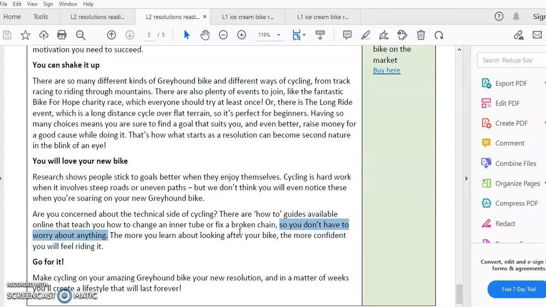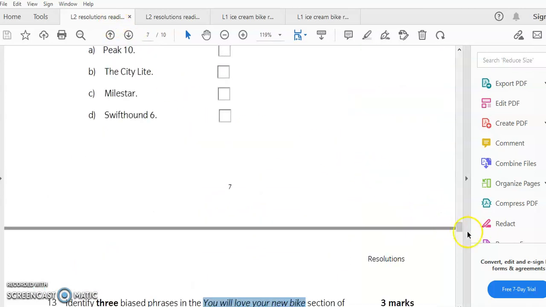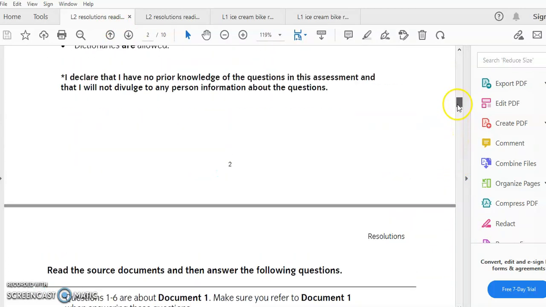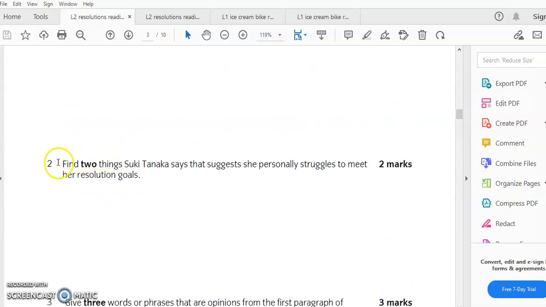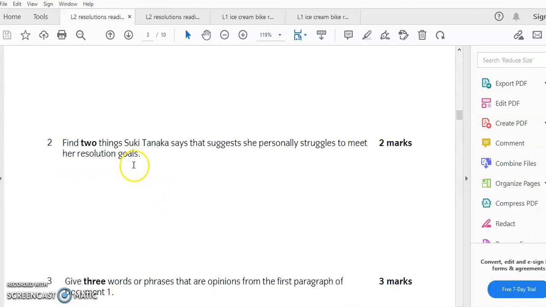So there we go. Another type of question they may ask to do with bias and fact and opinion involves following this line of argument here. So if we have a look here, we're actually given, in this style of question, the argument itself. So Suki Tanaka, who wrote this first document, we can infer, they've inferred here for us that she struggles to meet her resolution goals. And what we need to do here is work out things that she says which back this idea up, that support this argument that she's struggling here.